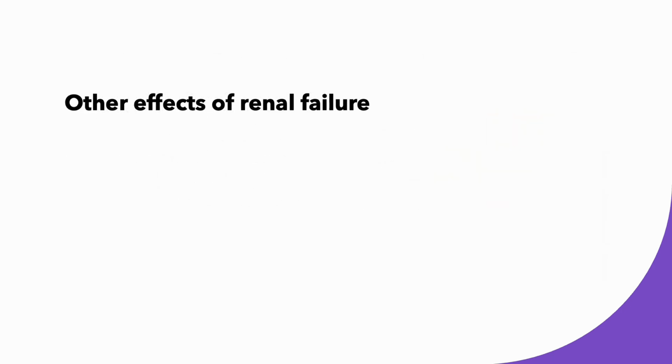Kidneys are one of the major organs in the body, so there are other effects of kidney failure as well. Kidneys not working properly can cause anemia. Reduced erythropoietin production leads to normochromic anemia, which can be disabling. Recombinant erythropoietin can be given to bring the hemoglobin levels back to normal.